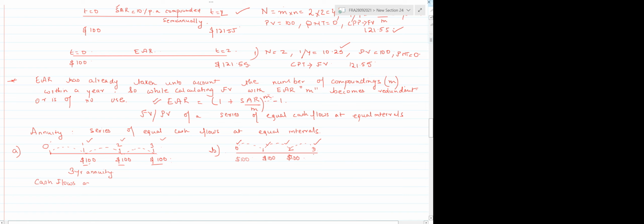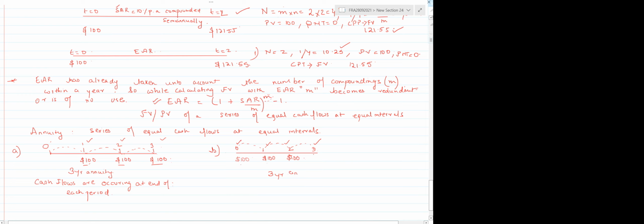But the cash flows here are occurring at the end of each period. The first cash flow is occurring at the end of year one, the second at the end of year two, the third at the end of year three. This two is not this, so don't confuse. This is the basic mistake most L1 aspirants make. This too is also a 3 year annuity.